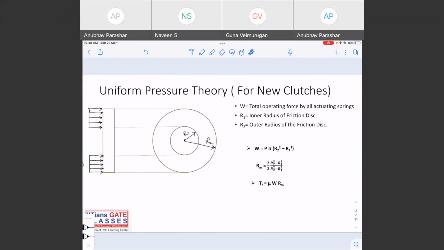So what does the uniform pressure theory tell us? It tells that the pressure over the clutch plate will be uniform. So this is a clutch plate. You can see this is the front view, this is the side view. There will be two clutch plates.